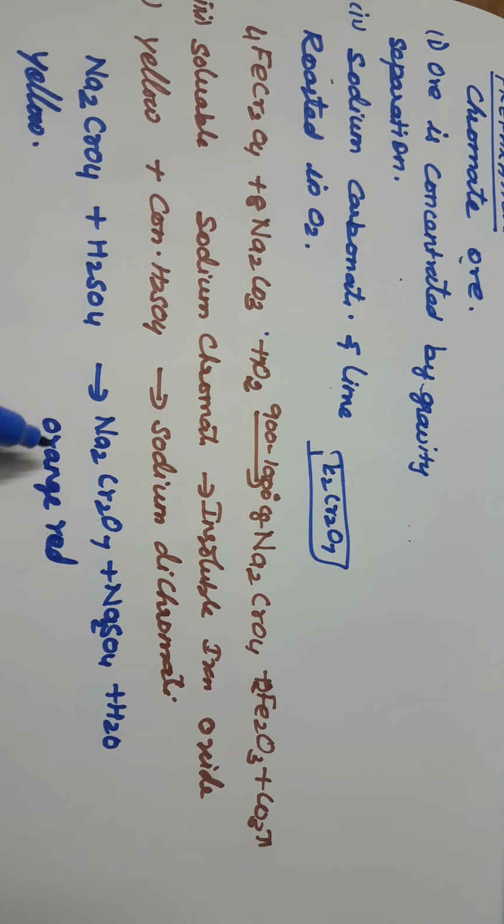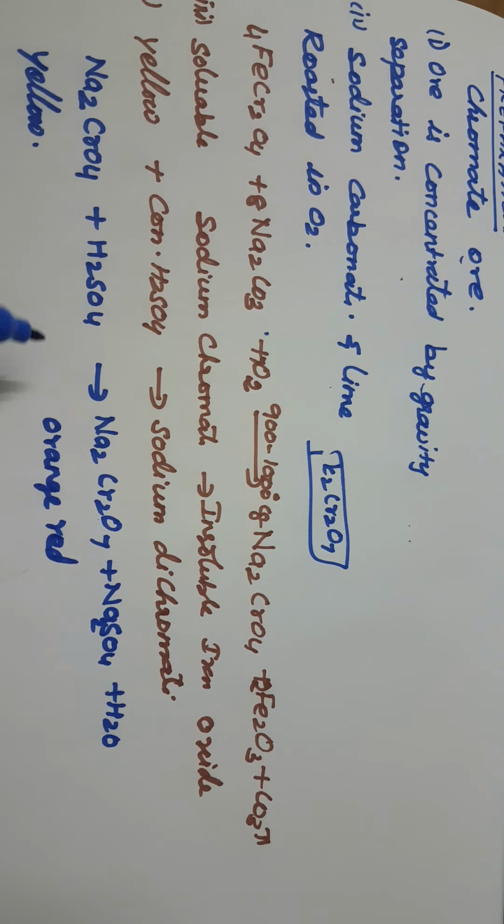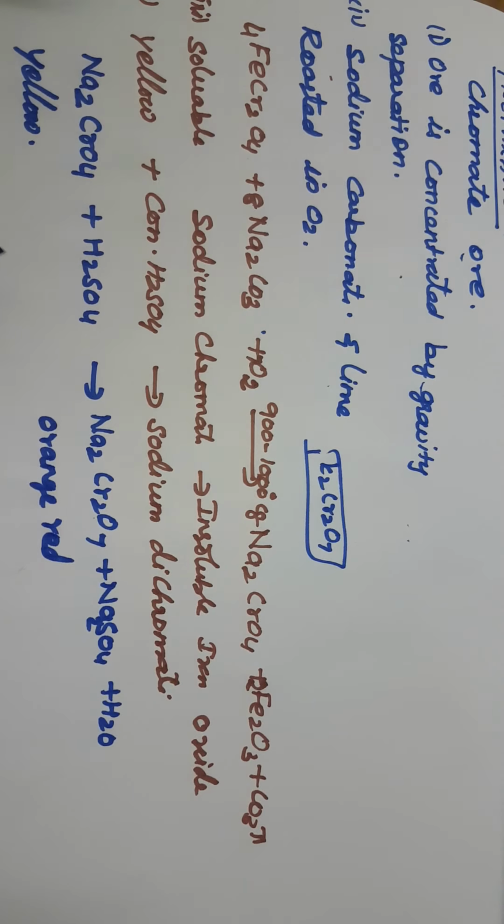The solution is filtered and further concentrated. Concentrated means again removing the sodium sulfate. After that, the saturated solution of sodium dichromate in water is mixed with potassium chloride. How will it be converted into potassium dichromate crystals? The sodium dichromate solution is filtered and concentrated with potassium chloride.